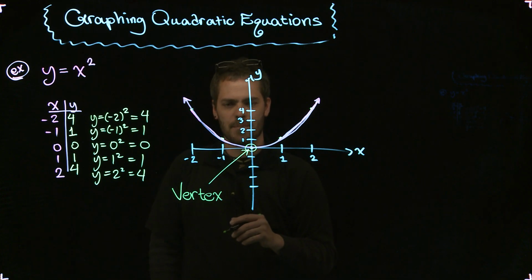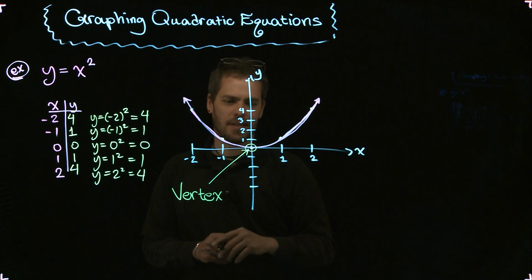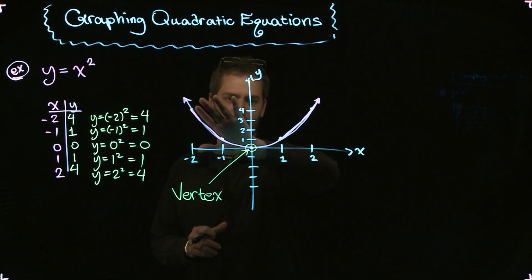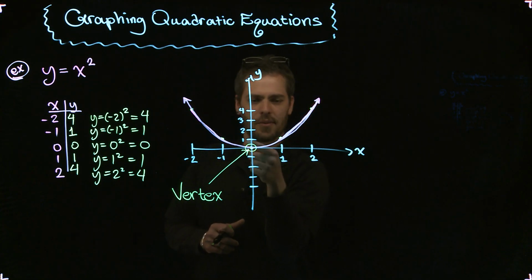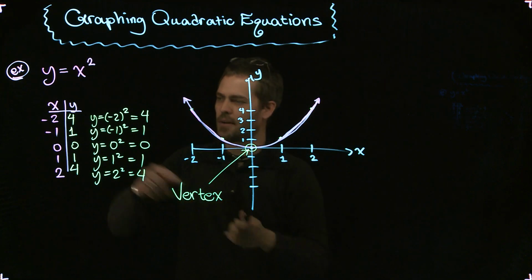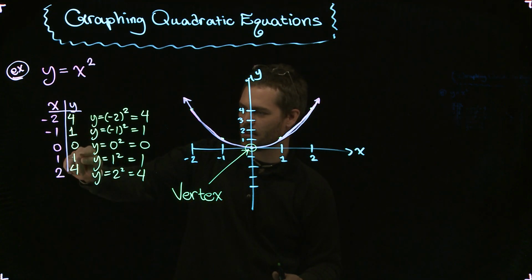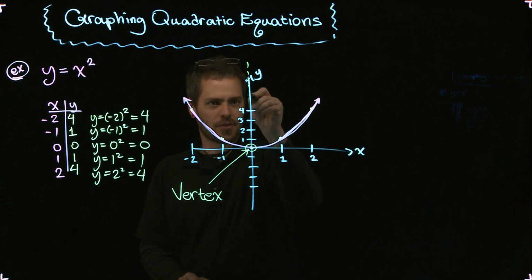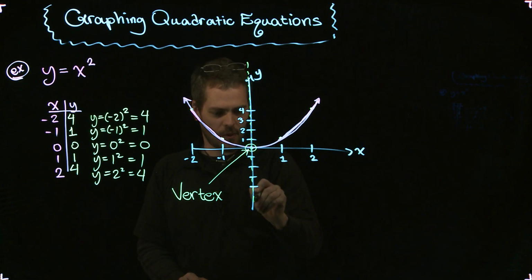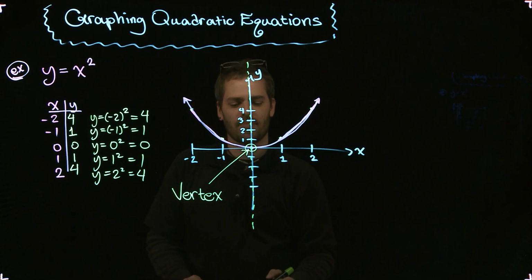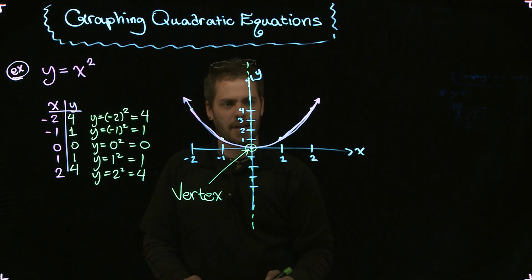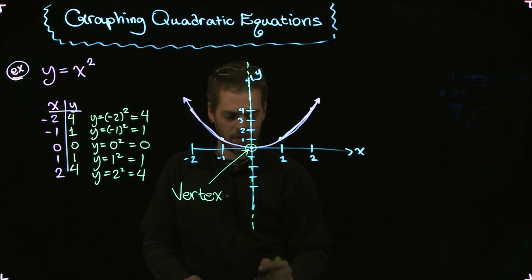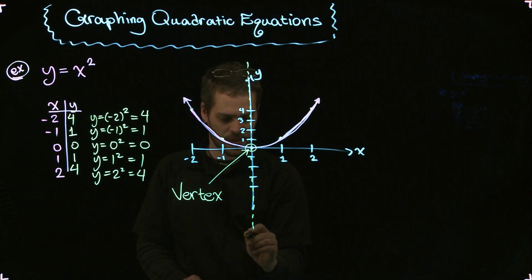And there's something else. You'll notice that there's some symmetry to this. Notice that if I took the left side and flipped it over the y-axis, it would exactly create the right side. And you can see that with the numbers also. We went 4, 1, 0, 1, 4. The line that goes through the vertex, in this case it's the y-axis. It's not always the case that it's the y-axis, but that line that goes vertically through the vertex is called the axis of symmetry.